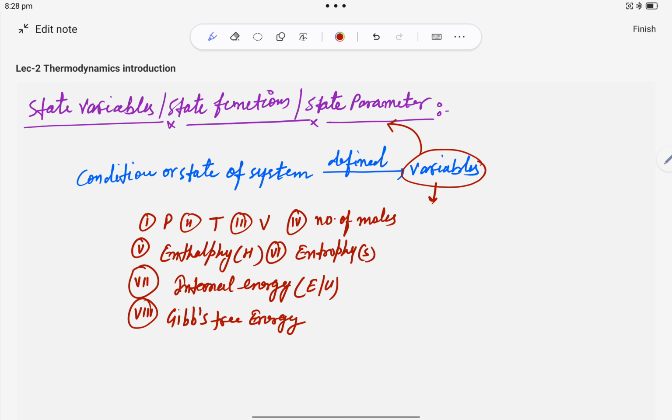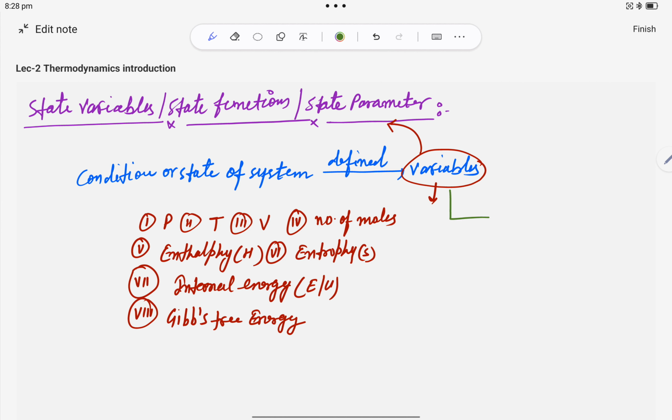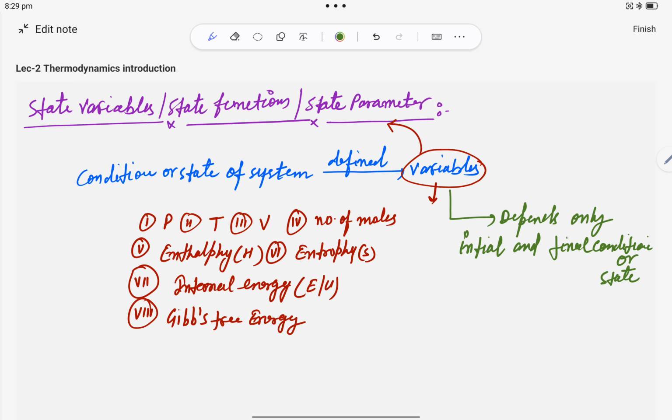One more thing: state variable or state function, they depend only on the initial and final condition, or you can say final state. So state variable, state function, they depend only on initial and final condition. How, sir? Yes, exactly, your question is valid.